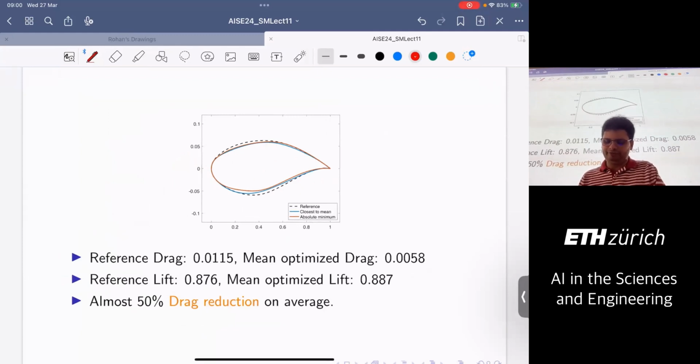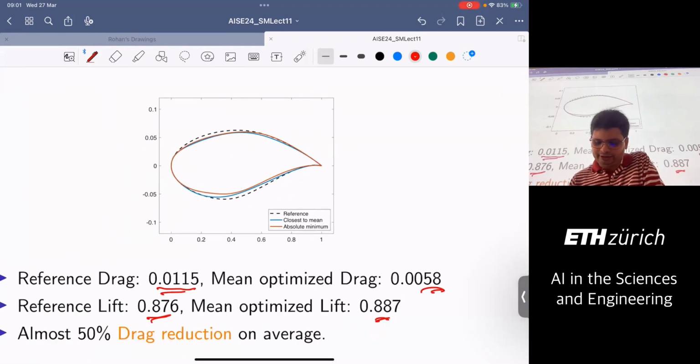So as I said, my reference drag was essentially 115 units, as this is called. And after optimization, it was 58 units. So you reduce the drag by a factor of almost 2. That's why the lift to drag ratio went up by a factor of 2, right? Means the lift remained where it was. So it was 87 units and it remained at 88 units. So almost 50% of the drag was reduced.